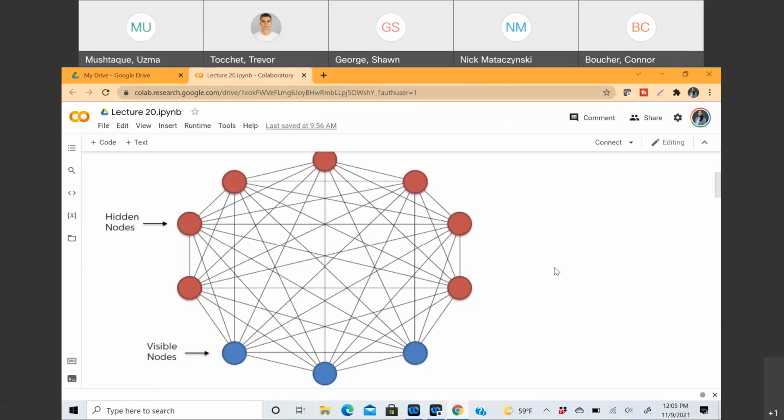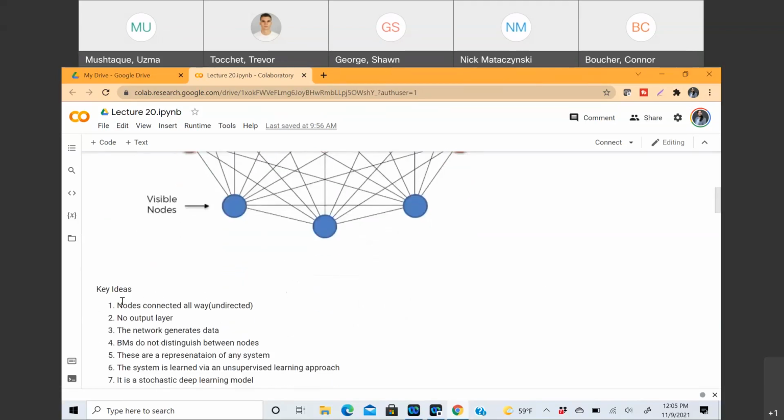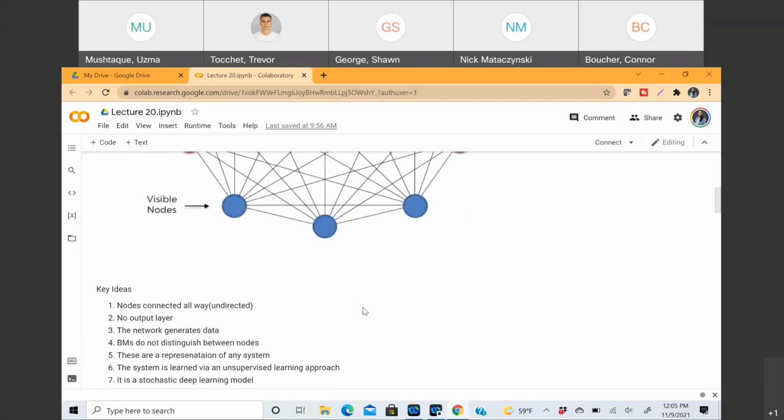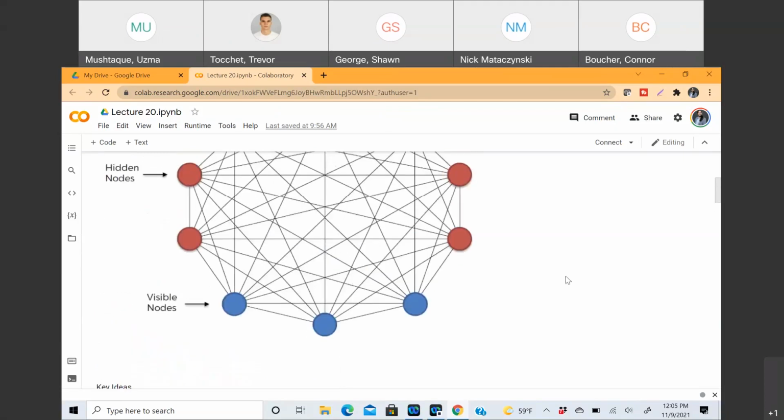So a quick idea that defines Boltzmann networks, or Boltzmann machines, so to say, is that the nodes are always connected. So this is an undirected graph, right? That's the first way of thinking about the architecture of this.